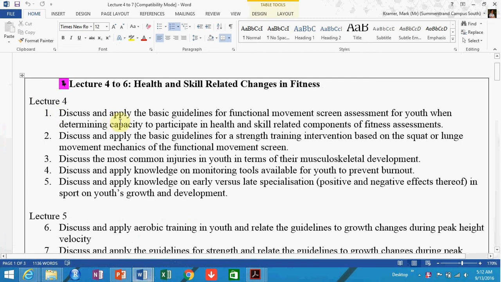So just quickly, discuss and apply the basic guidelines for functional movement screen for youth when determining capacity to participate in health and skill related components of fitness. Discuss and apply the basic guidelines for strength training interventions, especially based on a squat or lunge movement mechanics. Discuss the most common injuries in youth in terms of their musculoskeletal development. Discuss and apply knowledge on monitoring tools available in youth for burnout, and discuss and apply knowledge on early versus late specialization.